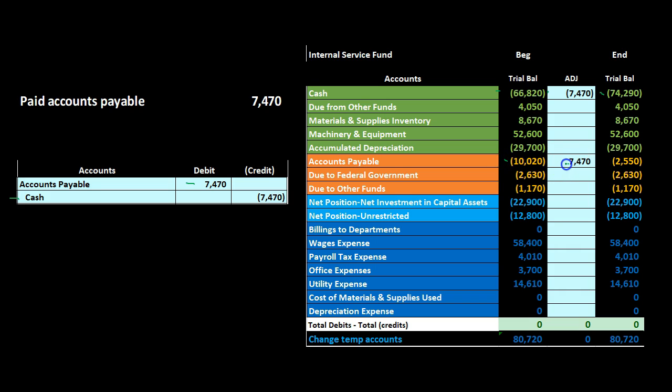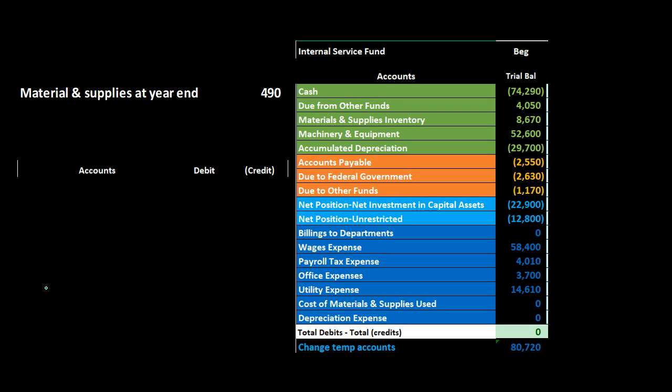We're going to debit it to make it go down. So the accounts payable going down, we're paying off the liability just as we would in a for-profit type of organization. Then we're going to say that we have the materials and supplies at year end of 490.